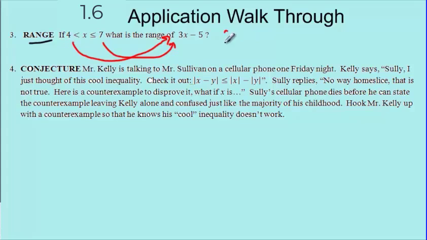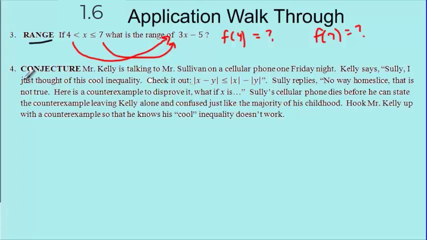So really you're going to find what is f of 4, not inclusive, equals some number. Then find f of 7, but you do want to include this one, equals some number. All of your things should fall between that range right there.